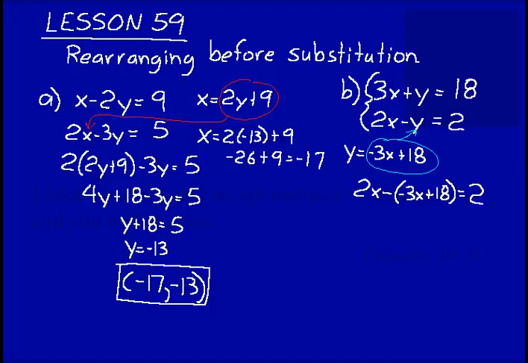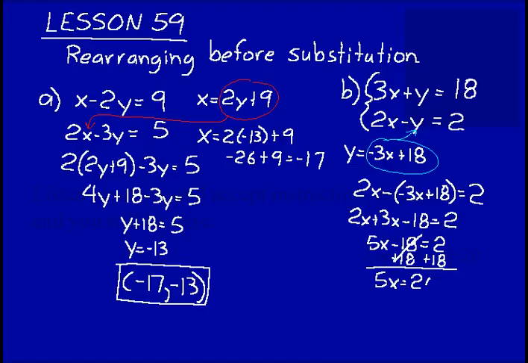Now we go ahead and simplify this. 2x minus a negative, that would be plus 3x, and then minus a positive 18 would be negative 18 equals 2. Add the like terms. 5x minus 18 equals 2. Then we need to add 18 to both sides. That cancels on the left, and we have 5x is equal to 20. And now we just have to think 5 times 4 equals 20, so x is equal to 4.